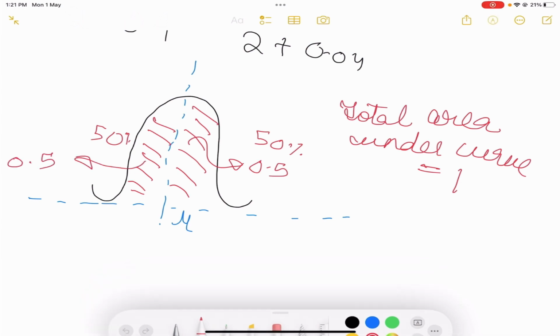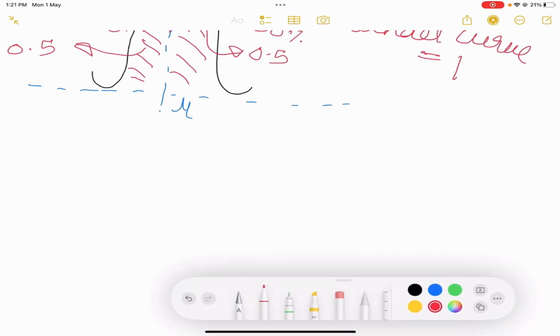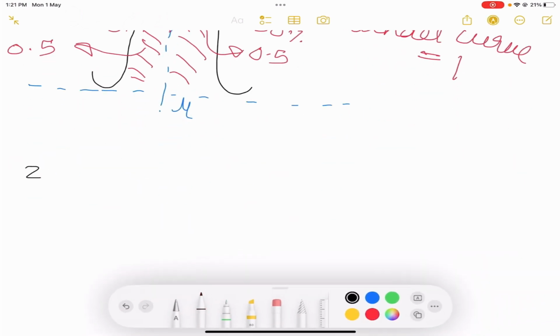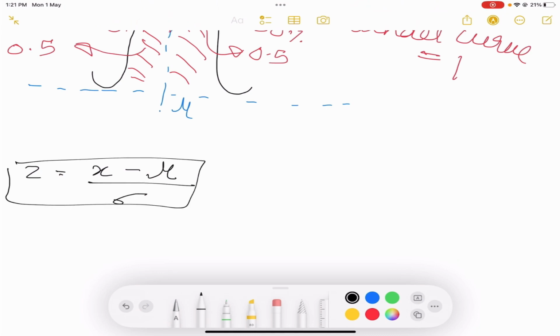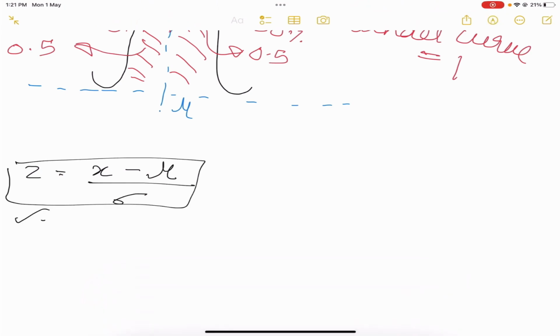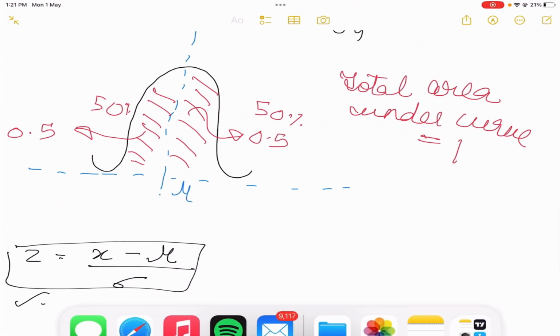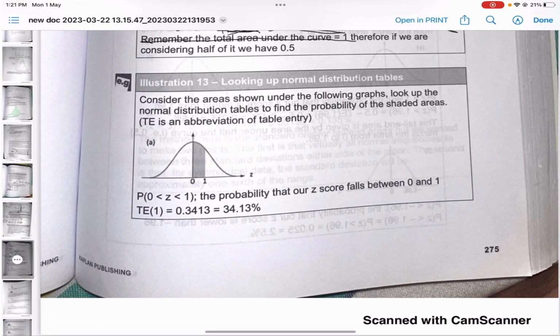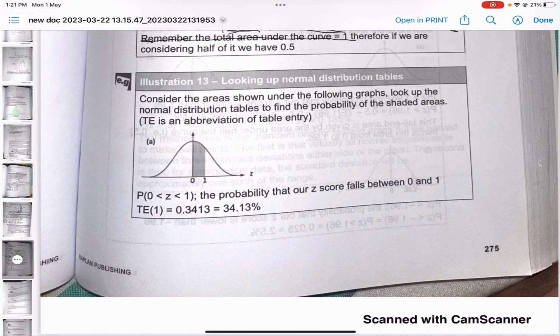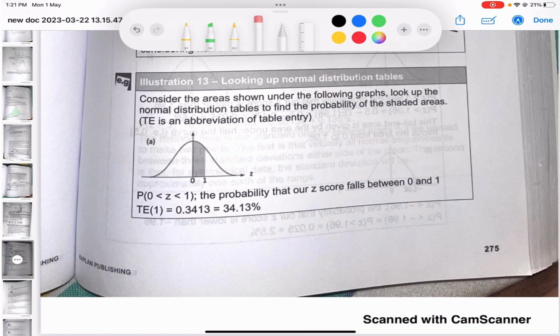And what is my value of z score? My value of z score is going to be x, which is the given value, minus the mean, divided by my standard deviation. Simple. I hope it's clear. Now let's start with our question. Illustration. I'm just going to do it quickly. We need to find the probability that z lies between 0 and 1.